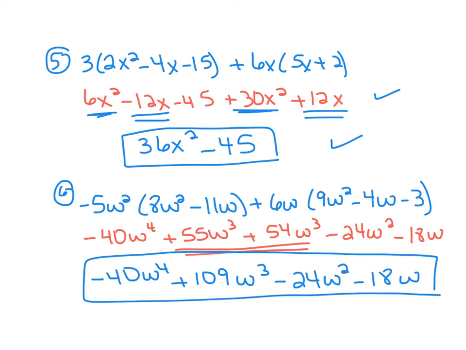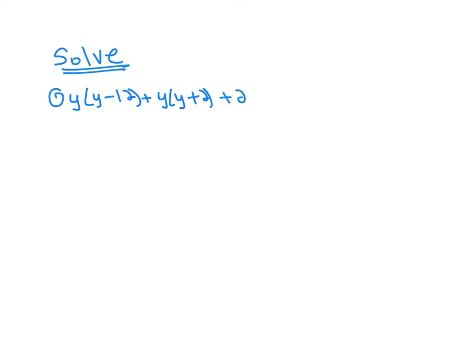One other thing that shows up here is you are going to be asked to solve, and we're only going to do one of these because it's a rather lengthy problem, so write kind of small. Here we go. y times y minus 12 plus y times y plus 2 plus 25 equals 2y times y plus 5 minus 15. Now distribute and combine like terms, just like normal equation solving.